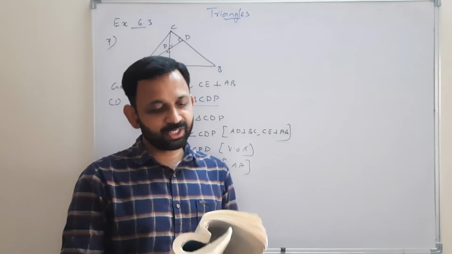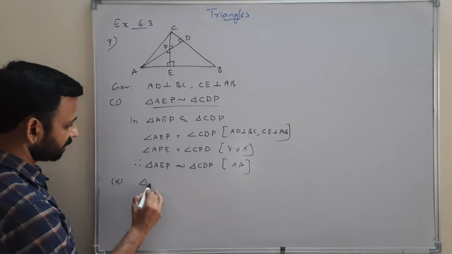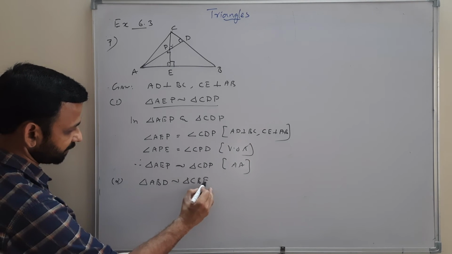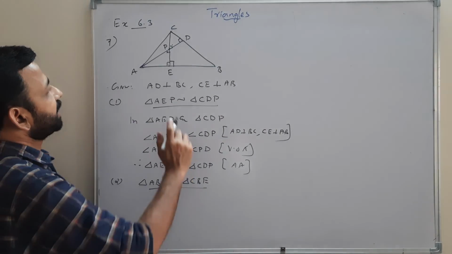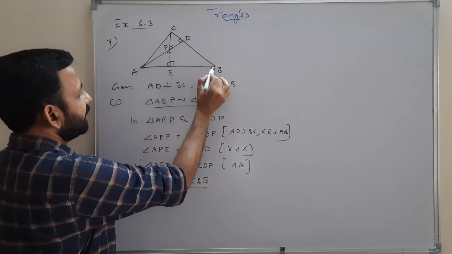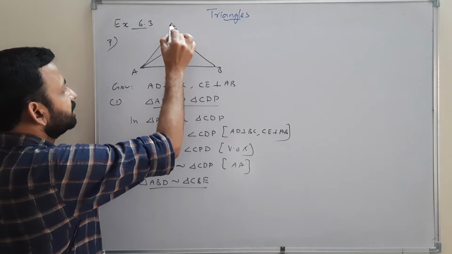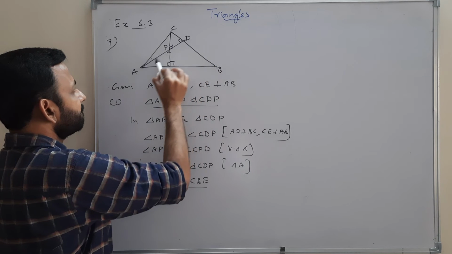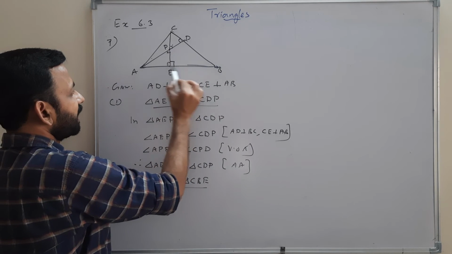For the second one, we need to prove triangle ABD similar to triangle CBE. So we are going to prove this result. We can take the two triangles: triangle ABD, this is the triangle, and the second triangle CBE.